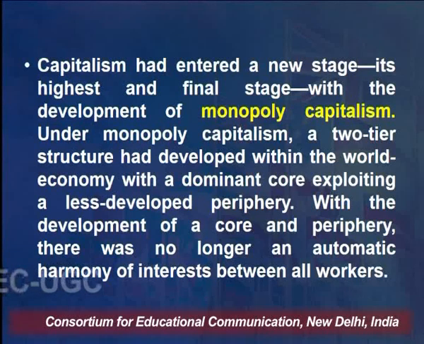Capitalism had entered a new stage, which Lenin called its highest and final stage, with the development of monopoly capitalism. Under monopoly capitalism, a two-tier structure had developed within the world economy, with a dominant core exploiting a less developed periphery. So here, under monopoly capitalism, at its highest stage, capitalism will divide into two tiers, and in the two tiers the world will be divided between core and periphery. Now here the core countries will exploit and dominate the peripheral states.